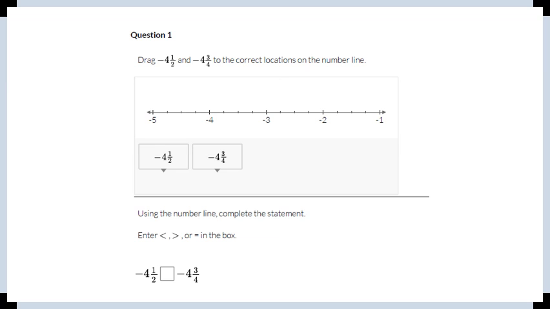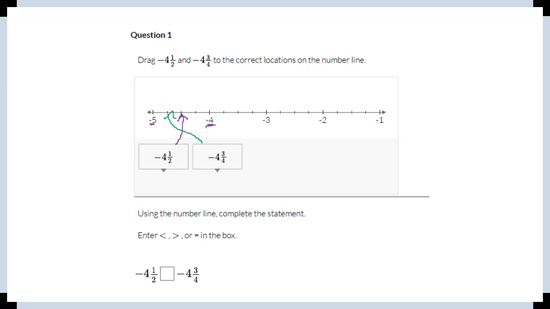So, it says drag negative 4 1/4 and negative 4 3/4 to the correct locations on the number line. Well, we don't have the ability to drag on a PowerPoint, so I'm just going to draw an arrow. So here's negative 4 and here's negative 5. Negative 4 1/2 is halfway between. So negative 4 1/2 will go there. Then negative 4 3/4 is almost a 5. It's going to be right there.